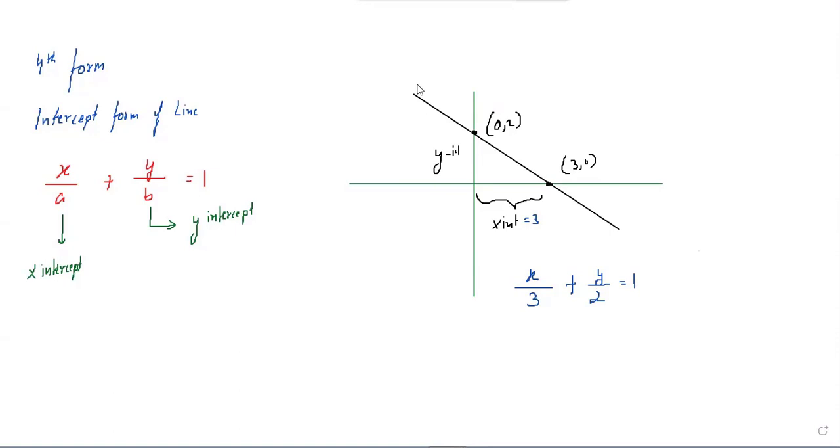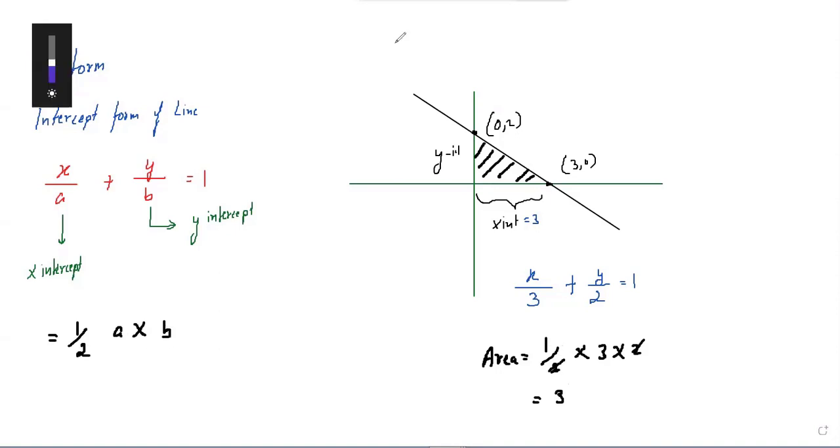Simple. So when the question comes over this, the question is always about this area. So this is the area between the line and the coordinate axis. So what is the area? Clearly it is half base into height. So half into 3 into 2, that's 3. Right, so always you will have the area over here as half into a into b. Clear? Yes, sir. So very important point to note. Very, very important point to note.